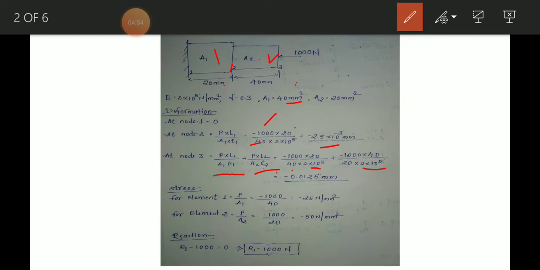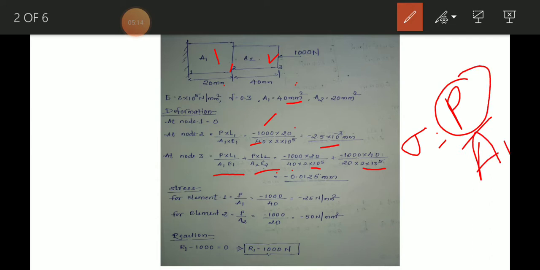Now also you have to calculate the value of the stress for both the elements. So stress sigma equal to, or I can say sigma 1, or stress at node 1, equal to P divided by A1. So what is P?